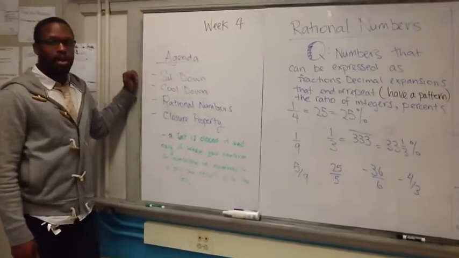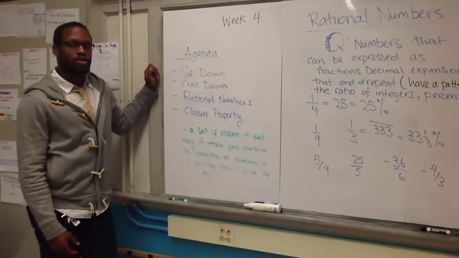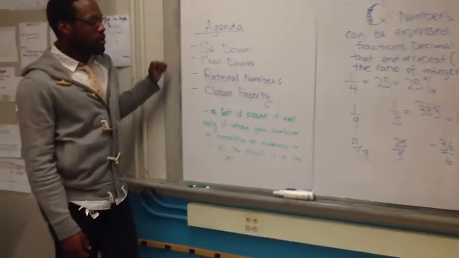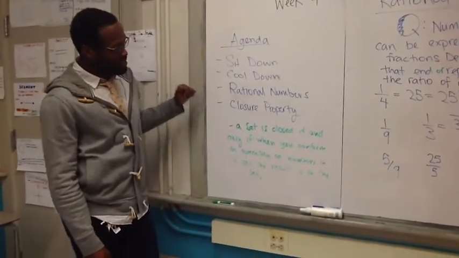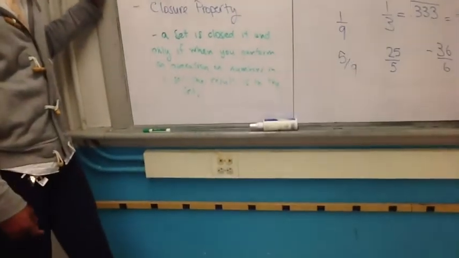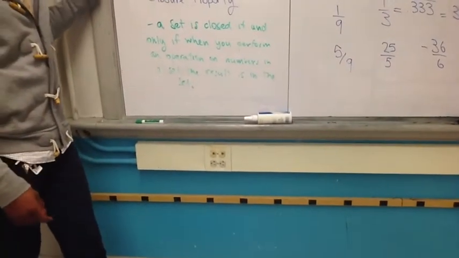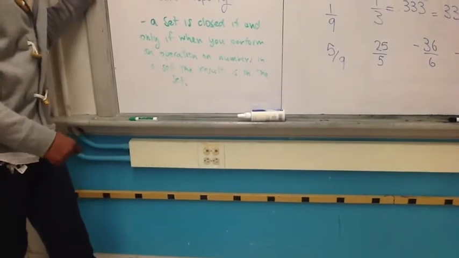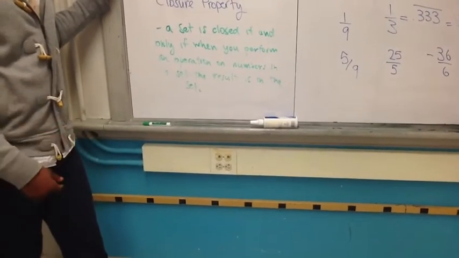We'll begin by reminding ourselves what closure property is. So, for closure property, we say a set is closed if and only if, when you perform an operation on the numbers in the set, the result is also in the set.